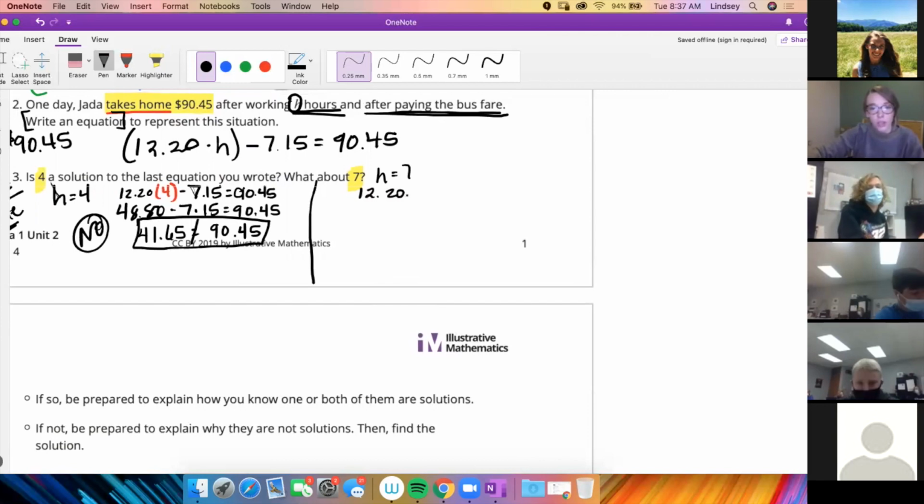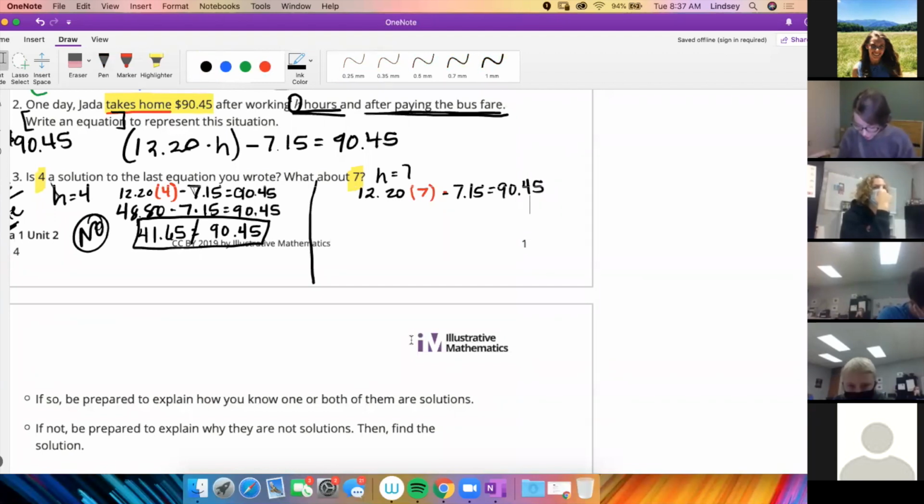We have 12.20. What are we going to do with our H? Substitute 7. We're going to substitute our 7. Okay, so we have $12.20 times 7. That's $85.40. Minus 7.15 equals 90.45.